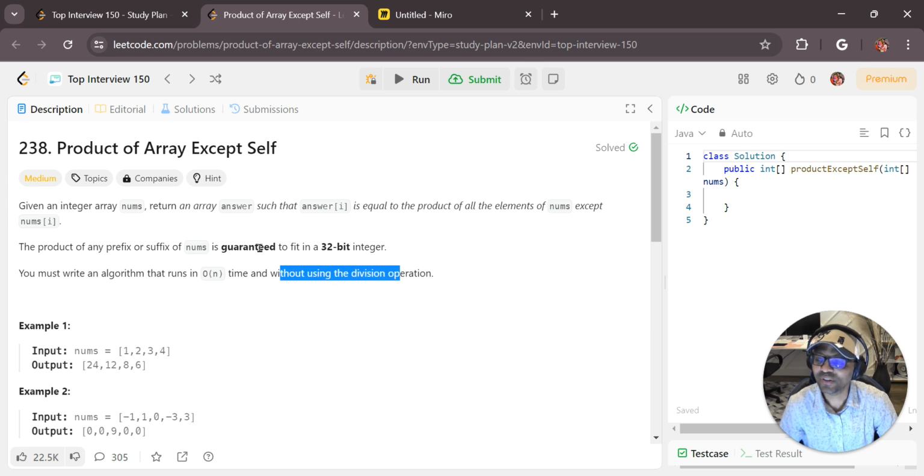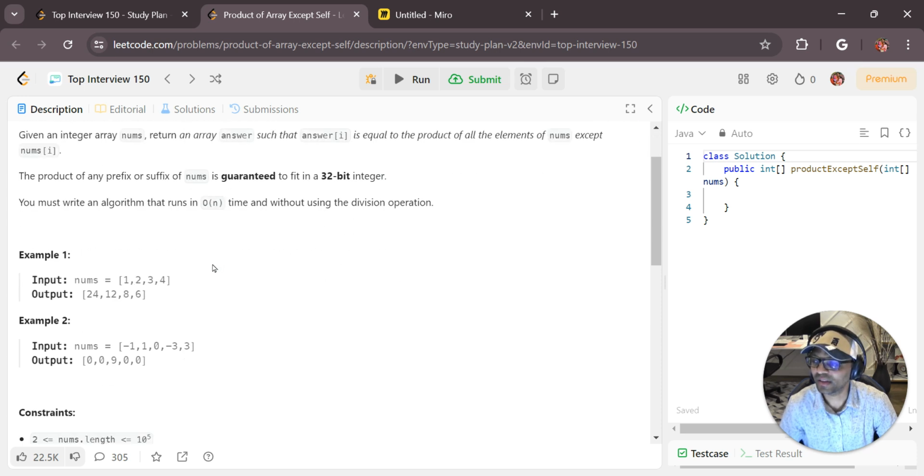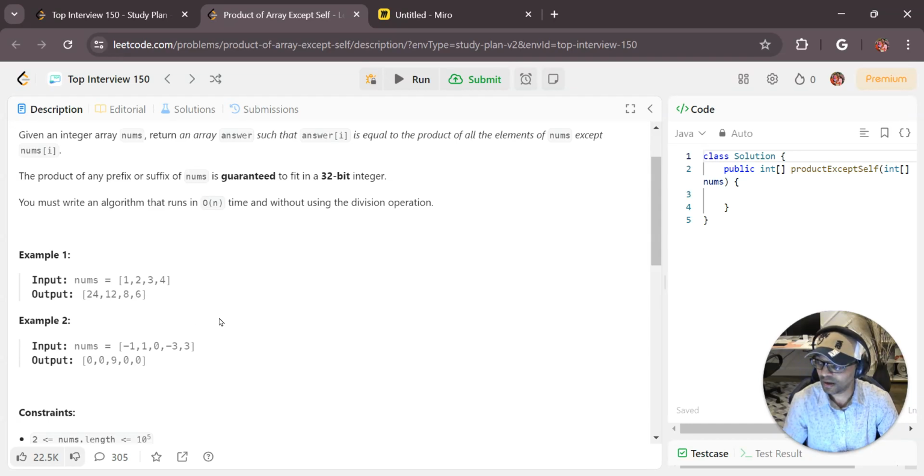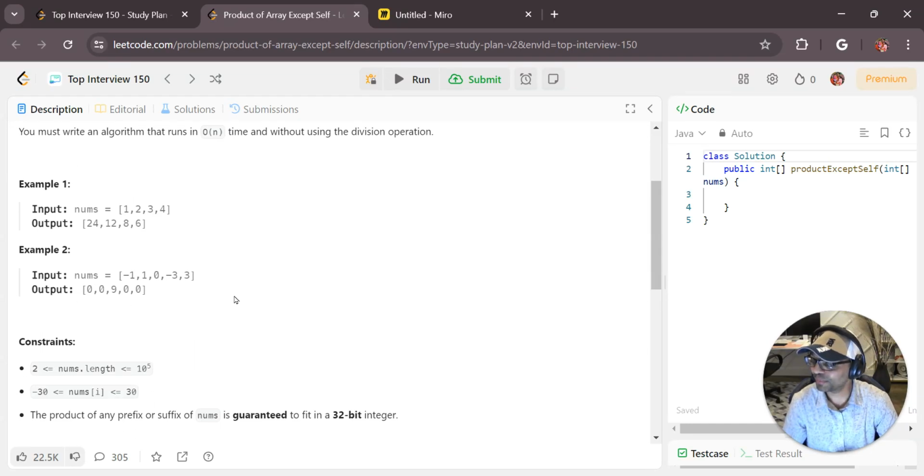Oh gosh, okay. As soon as I read this, I'm like, an easy approach is to go through the array once, calculate the product of all the elements, and then go through the array again and divide the value of that element from the total product to get the answer for that index, right? Looks like it is not that easy. They have prohibited us from using the division operation. Okay, well, we'll see what to do.